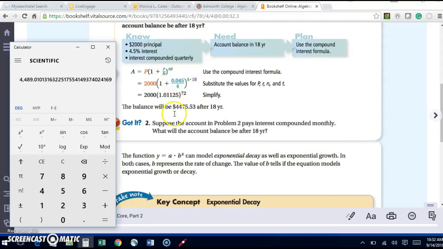Okay, so it looks like almost $14 more, a little bit less than $14. I hope this helps.